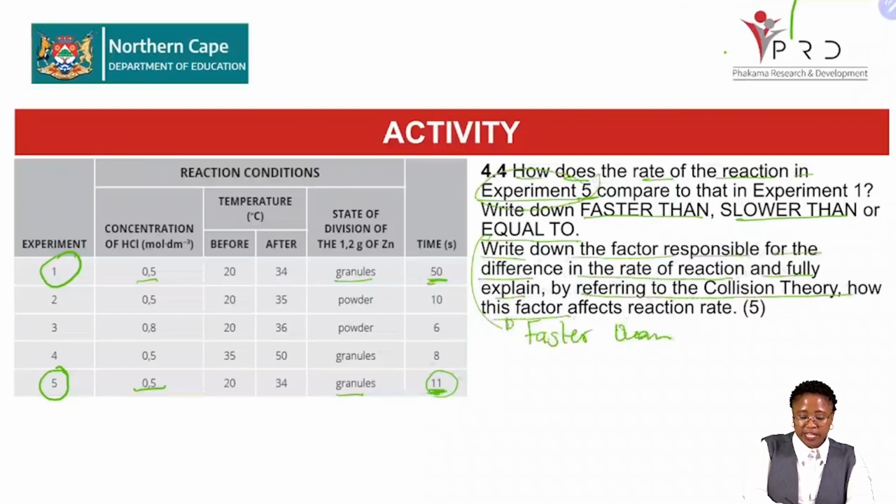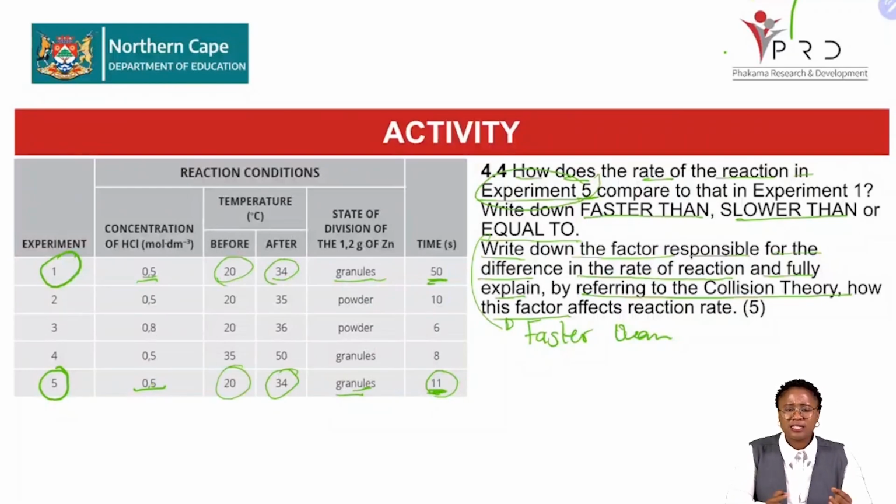So now if you look here, concentration is the same, the state of division is the same, the temperature after is also the same, and the temperature before is the same. So if the concentration is the same, the temperature is the same, the state of division or the surface area is also the same, what could be the reason that makes experiment 5 be faster than experiment number 1?